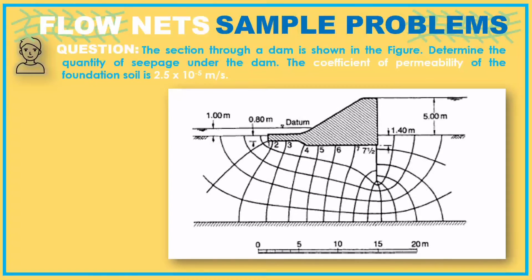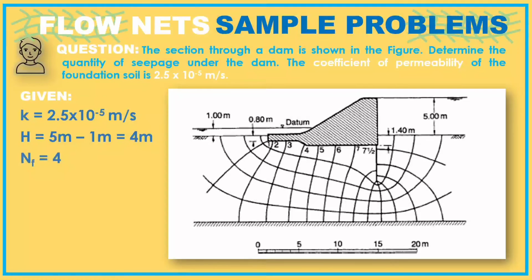Upon observing our graph and the question, we have a given K, or the coefficient of permeability, which is 2.5 times 10 raised to negative 5 meters per second. Also, we have our H, which we observe in our graph, 5 meters coming from the right side and 1 meter coming from the left side, which gives us 4 meters. Also, the number of flow lines is 4, and the number of equipotential lines is 15.